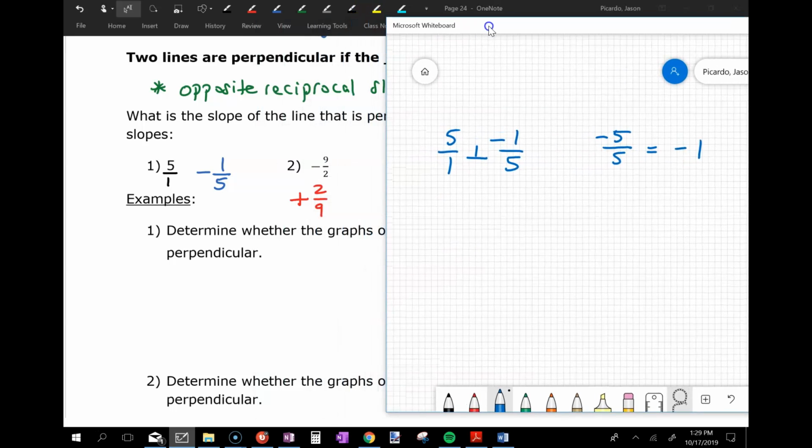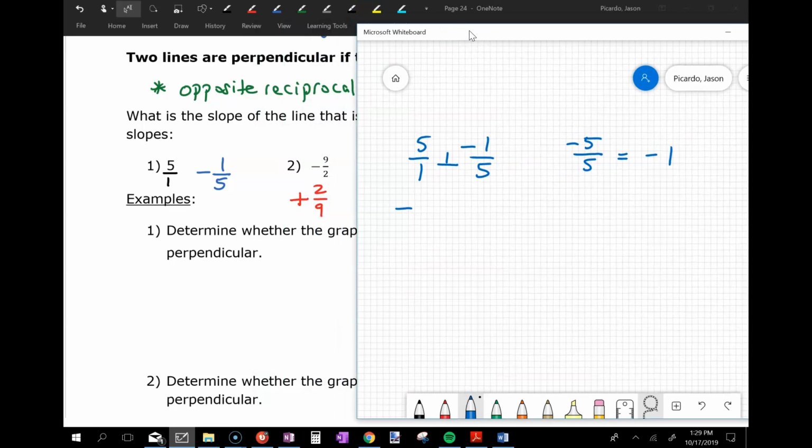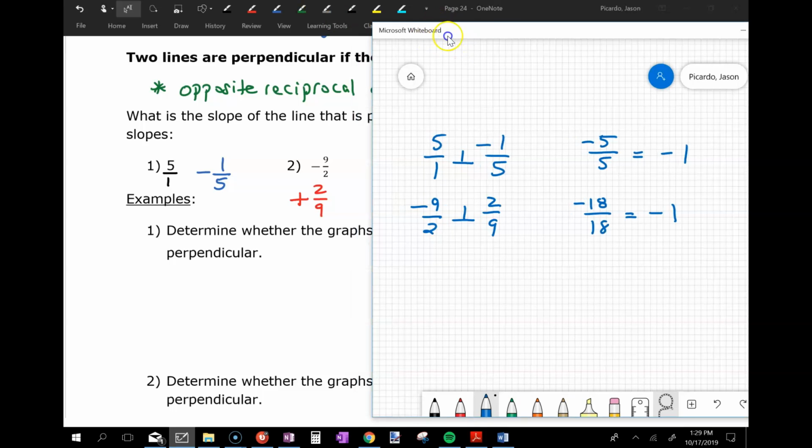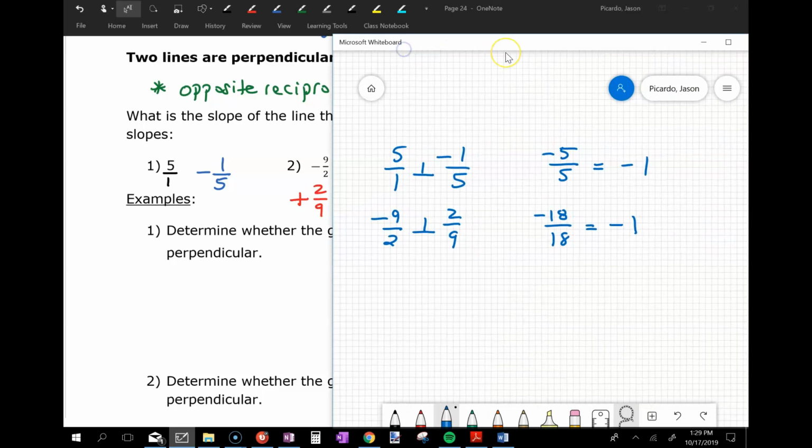Okay. Example 2. I had negative 9/2, and I said that that was perpendicular to 2/9. What's negative 9 times 2? And what's 2 times 9? Which is? And our last scenario was 1/4 and negative 4. 1/4 is perpendicular to negative 4, which can be made negative 4/1. 1 times negative 4, 4 times 1.